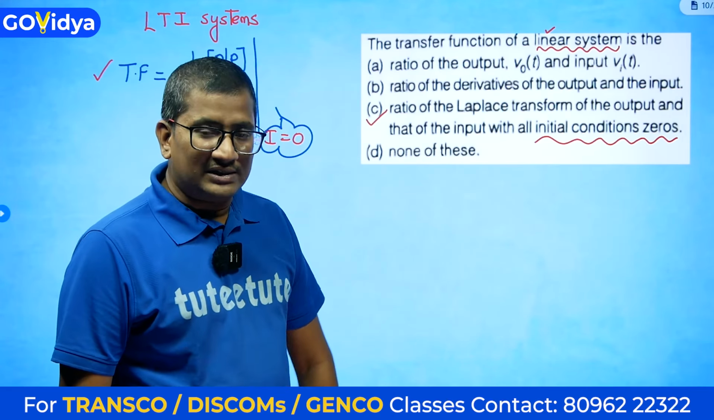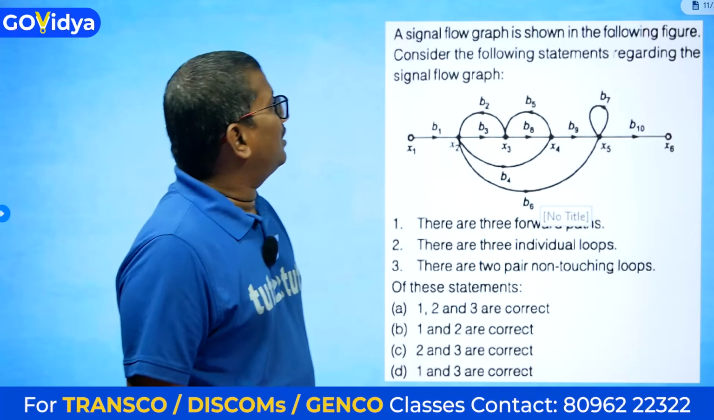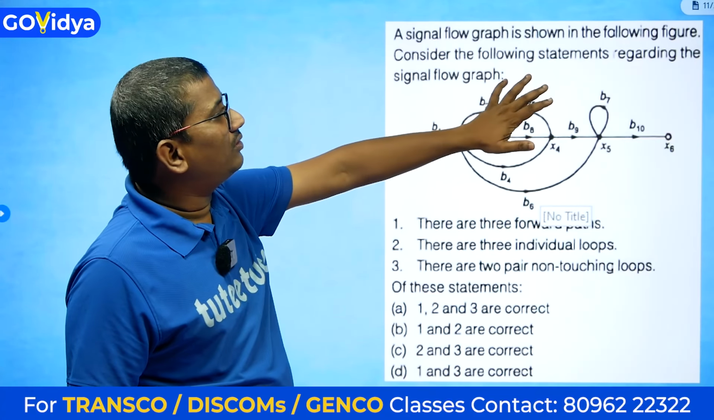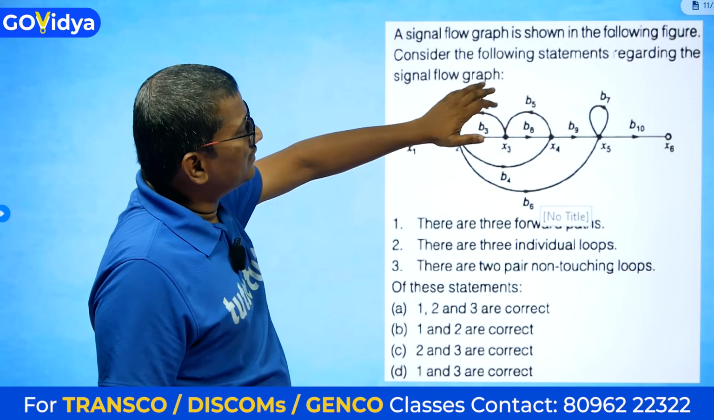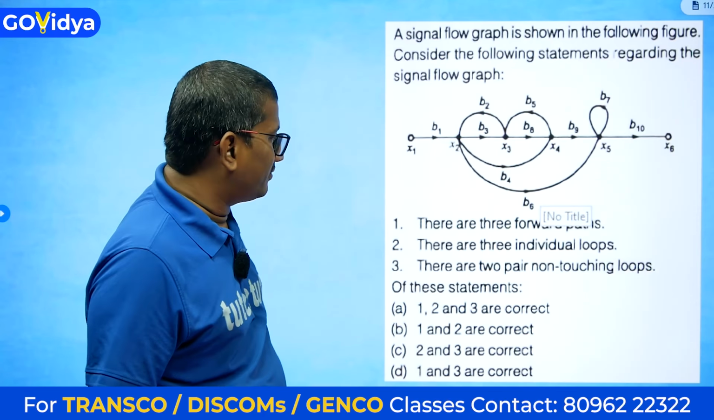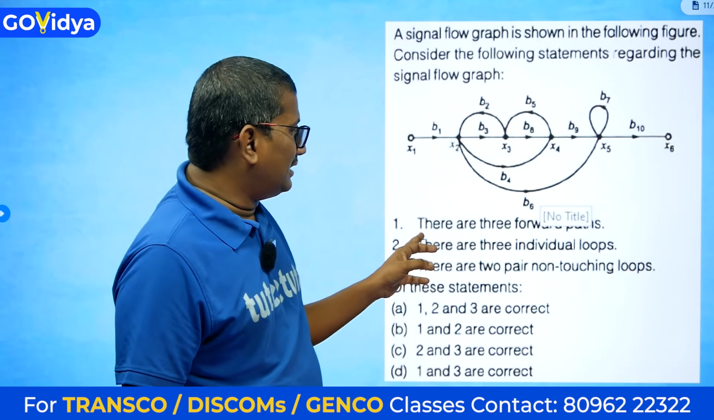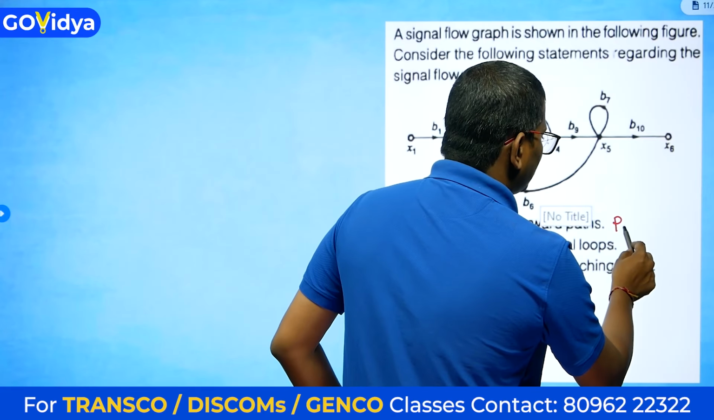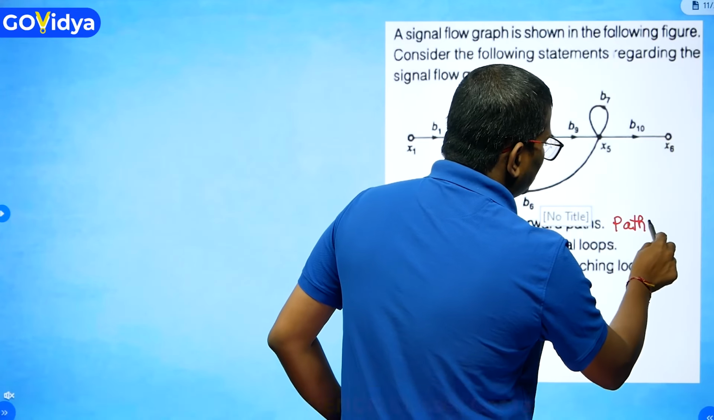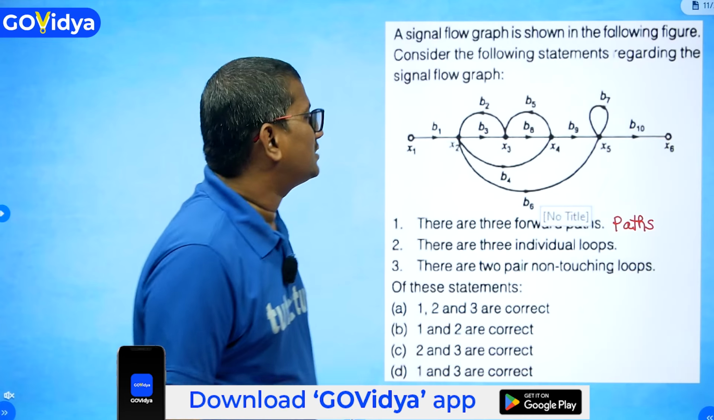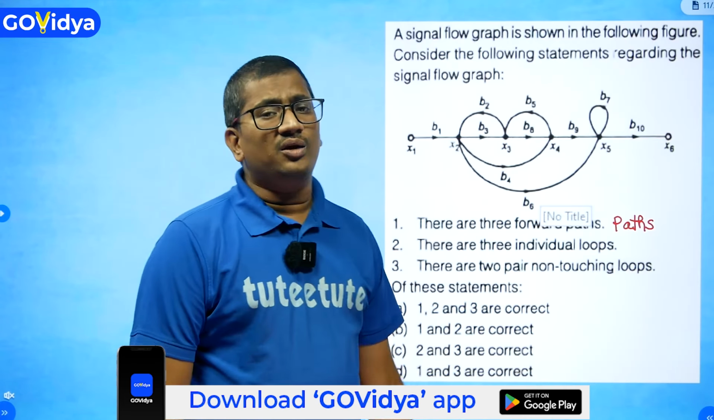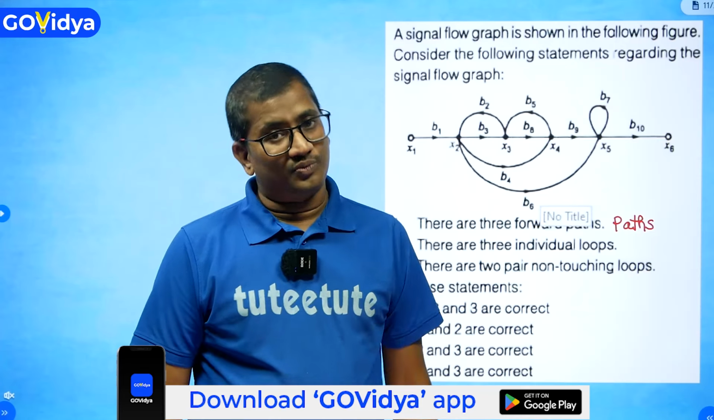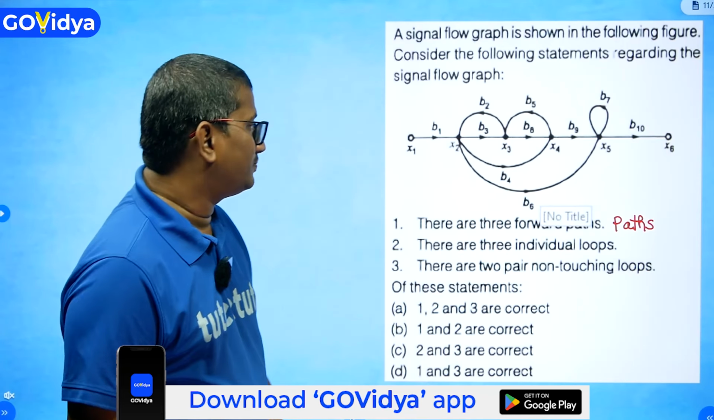Now let us see the next question. So now look at this question. A signal flow graph is shown in the following figure. Consider the following statements regarding the signal flow graph. There are two forward paths. These are the two forward paths. There are three individual loops. There are two pairs of non-touching loops.